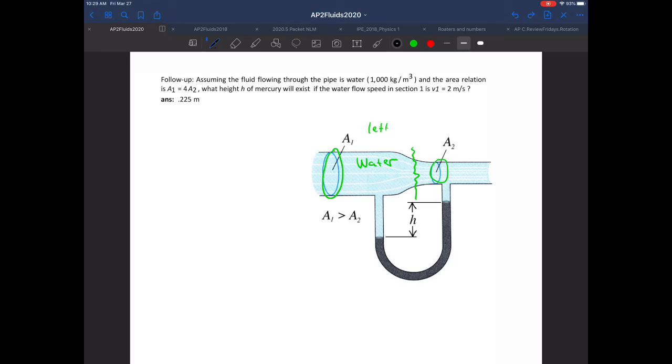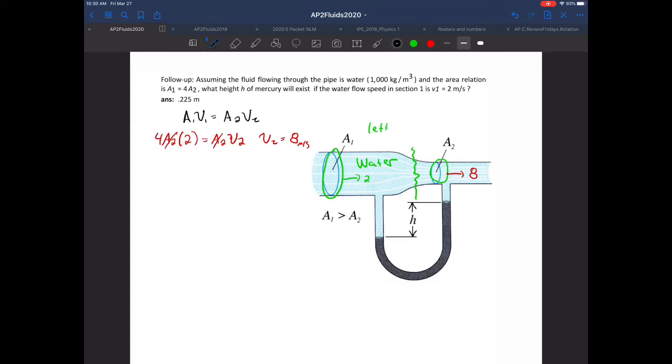So first, let's just use continuity. So A1 V1 equals A2 V2, where we're going from the left side to the right side. So here, the first thing you can do is rewrite the A1 as 4A2 and put in your V1. It's 2. 4A2 times 2 equals A2 V2. And so we find the speed on the right side comes out to be 8 meters per second. So speed here is 2. This area is 4 times as small, so this speed is 8.